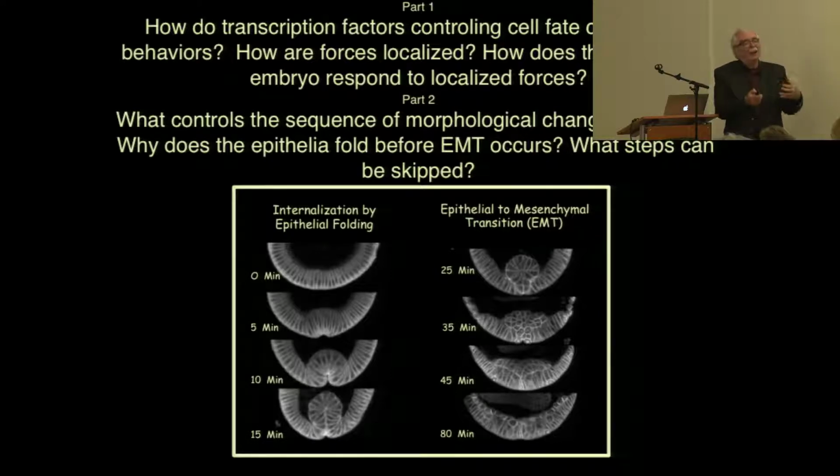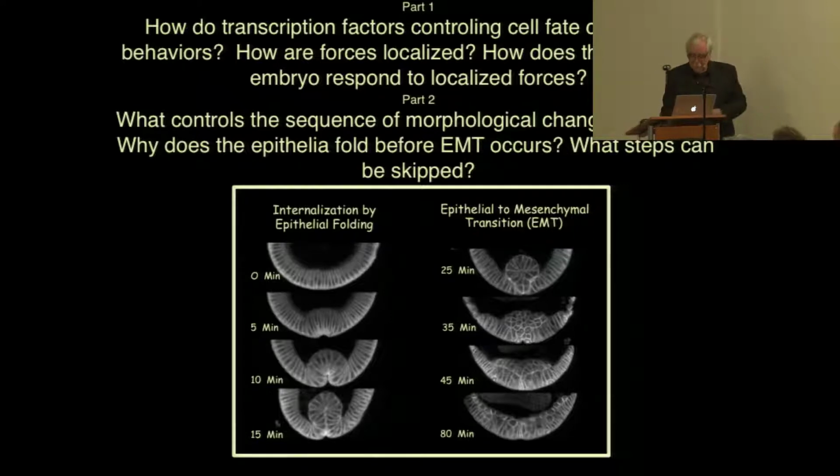So I'd like to ask how it is that these very different processes of epithelial folding and mesenchymal transition are sequenced to ensure proper development. Because if something happens at the wrong time, then the sequence is actually an essential part. So I'll talk a little bit about sequencing. Why do the epithelia fold before EMT occurs, and whether steps and sequences can be completed.